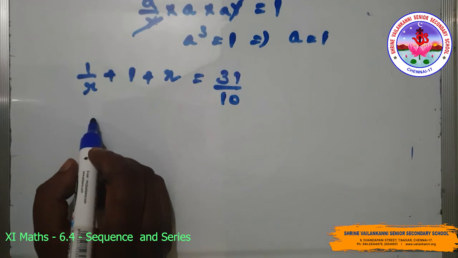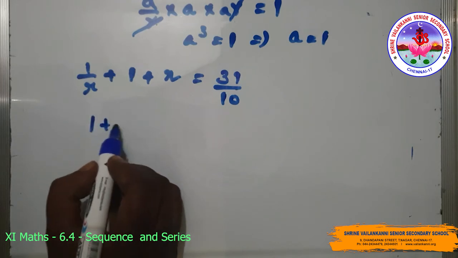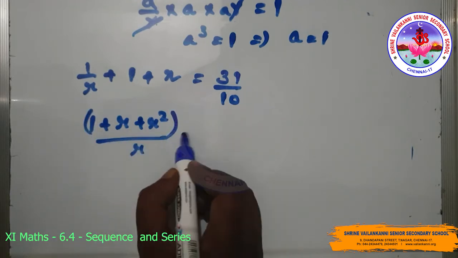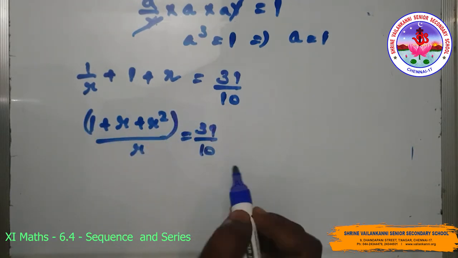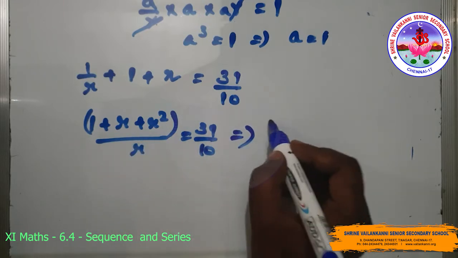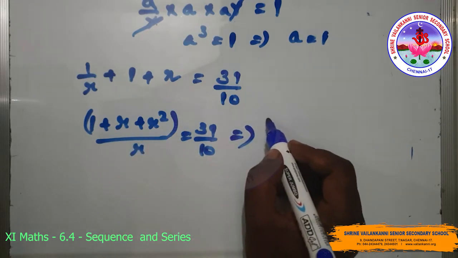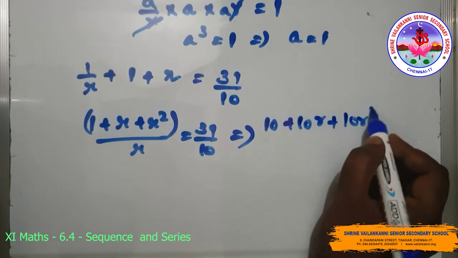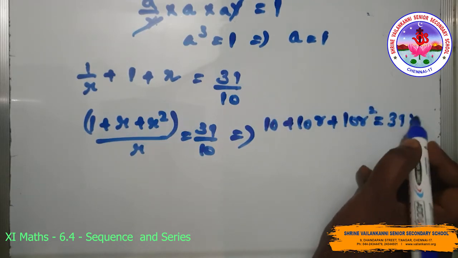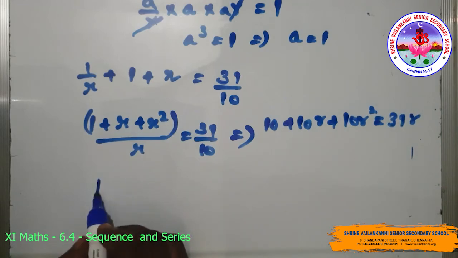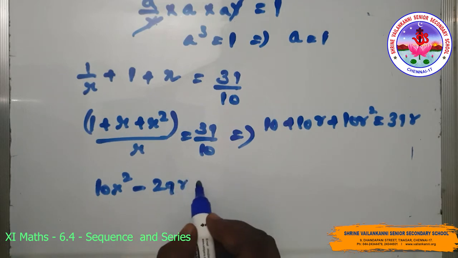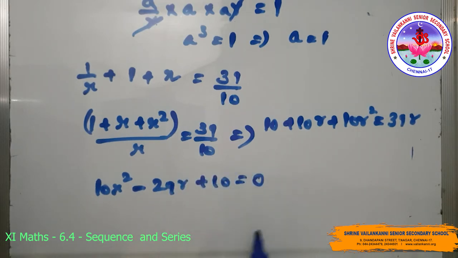Taking LCM, 1 plus r square by r equal to 39 by 10. So cross multiplying this, 10 plus 10r plus 10r square, which is equal to 39r. So 10r square minus 29r plus 10 equal to 0. Now we have to factorize this.